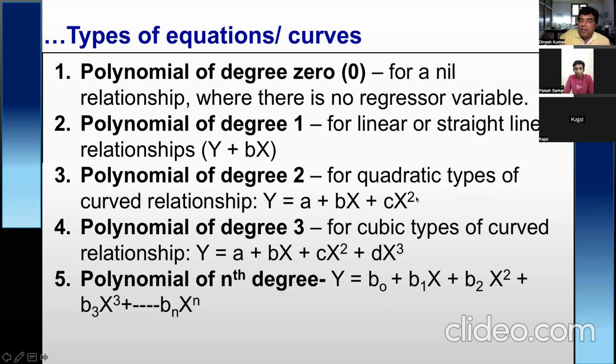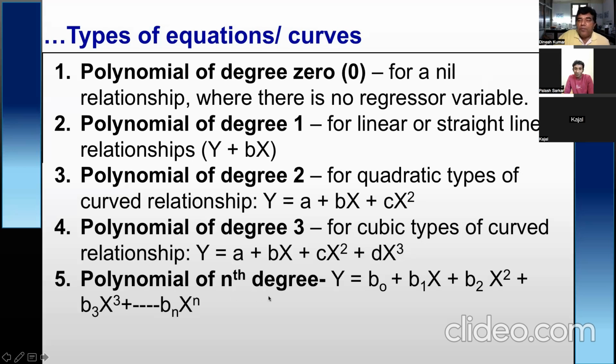You should remember that in the equation, all values are in plus. All values are in plus. If I ask you the equation, you will say that all the values are positive. But when we actually fit this equation, there is a fall in the curve, therefore the value of c may become negative. But the equation as such has all positive values. Polynomial of degree 3 is for cubic type of curved relation, y equals a plus bx plus cx square plus dx cube.